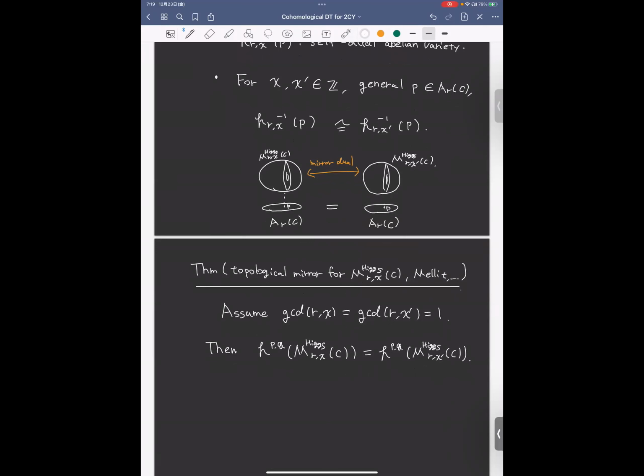Okay. So a natural question is what happens when we remove the assumption on the coprimality? And in fact, we can show that when the greatest common divisor of R and chi is not equal to the greatest common divisor of R and chi prime, then the cohomology groups of these spaces are not isomorphic.